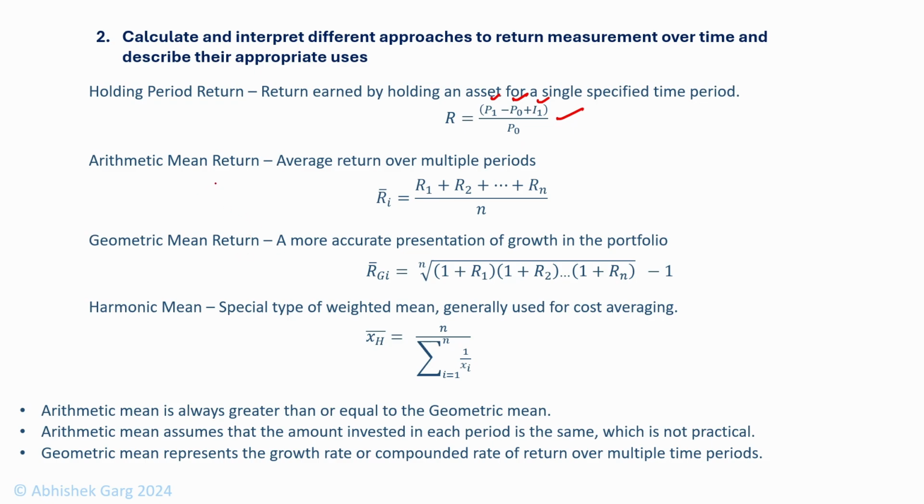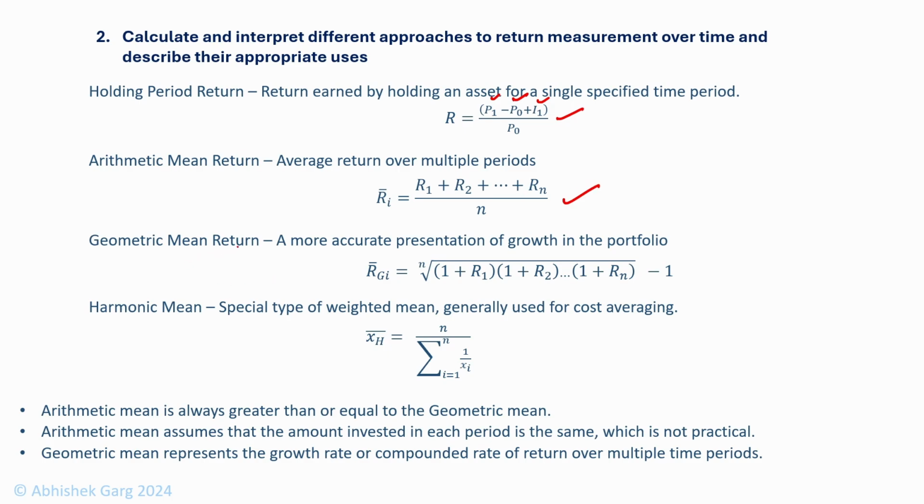Then let's talk about the arithmetic mean average. The arithmetic mean return is the average return over multiple periods. Suppose you have got n periods and R1 is the return earned in the first period, R2 is the return earned in the second period, and so on. So your arithmetic mean return will be the average of all the returns.